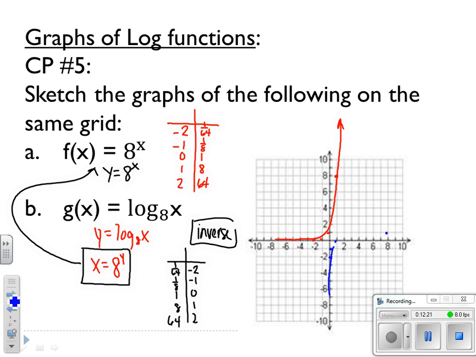So I can see I'm going to hug this one. There's my asymptote, and then it's going to take off to this side. So when you're looking at the graphs, you can see that mirror or that reflection. The line of reflection on these inverses is going to be that line y is equal to x.